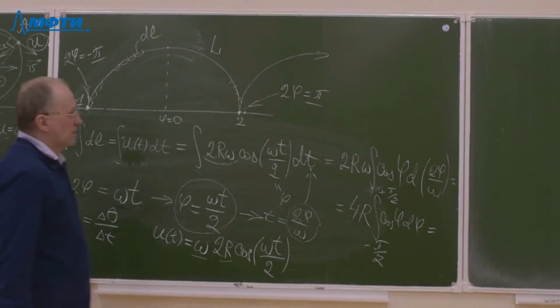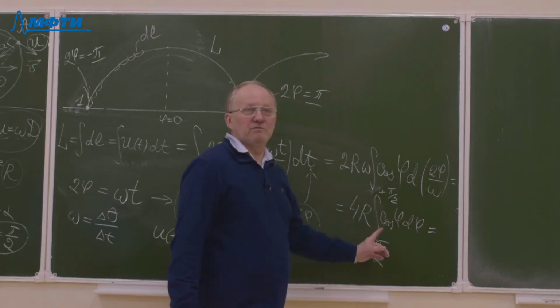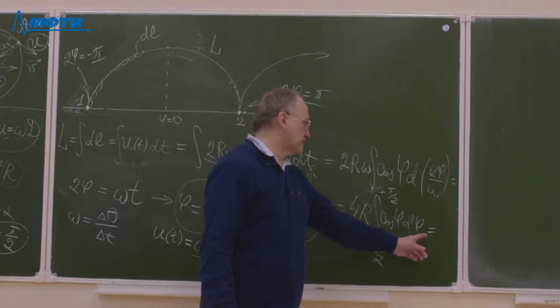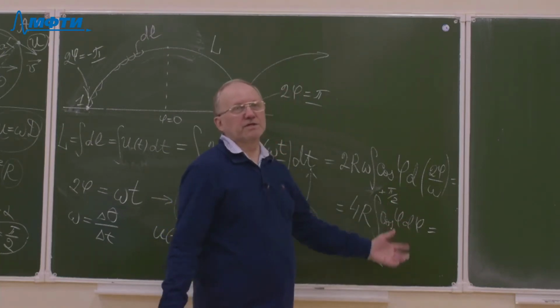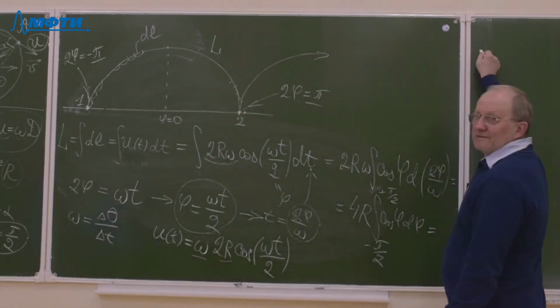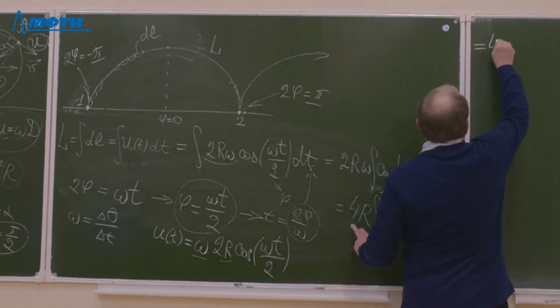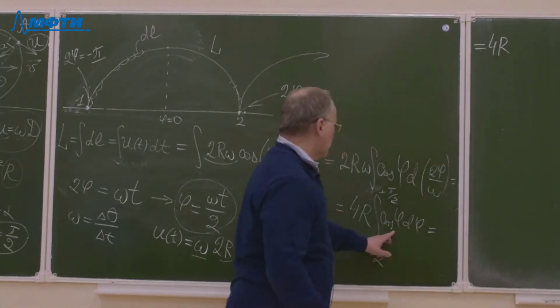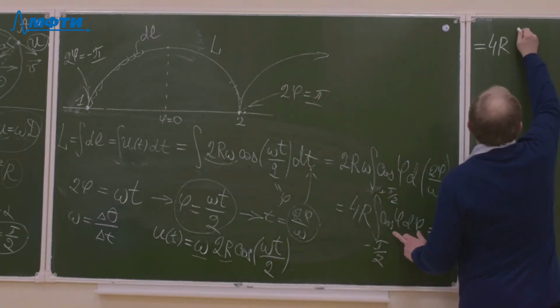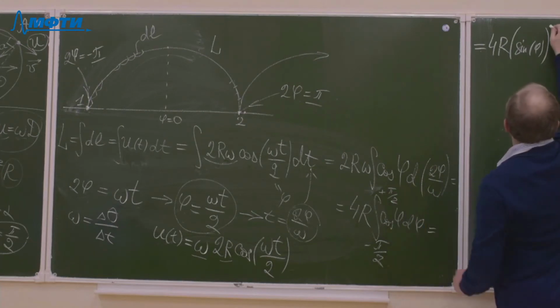What's the integral of cosine phi d phi? We have to find such a function which, being differentiated, will give you cosine. This is certainly sine phi. I will continue here. So 4r, and the integral of cosine will be just sine of phi, and this sine should be taken in the limits of plus pi over 2 and minus pi over 2.